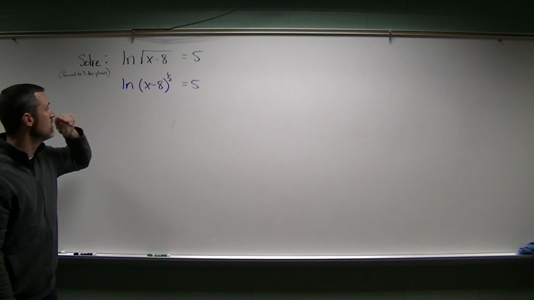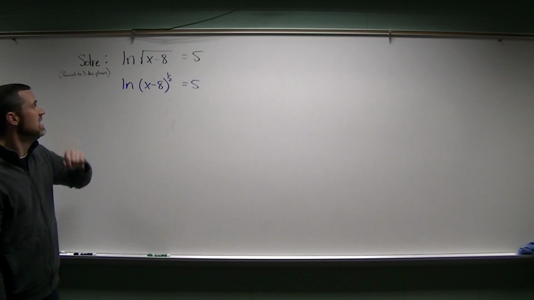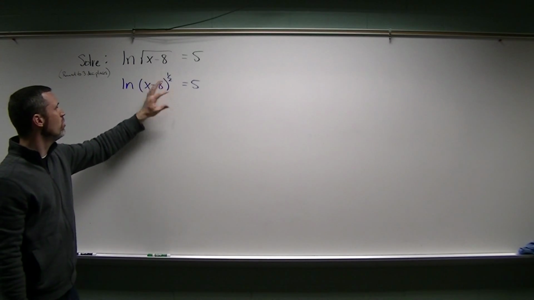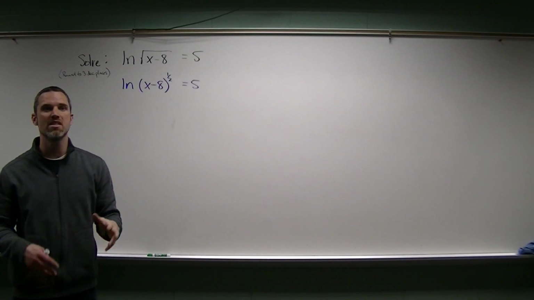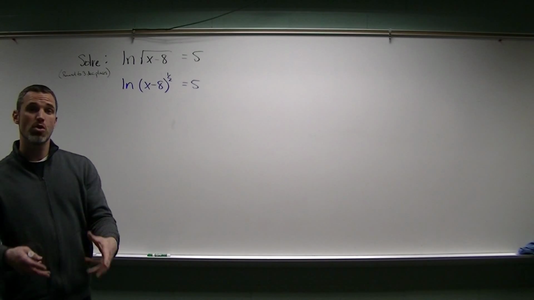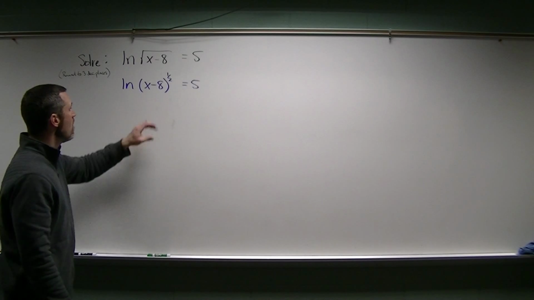Square roots, opposites of squares. So I could write it as an exponent. So we're going to go back to those properties of exponents. I can write x minus 8 as really being the 1/2 power. And so I can rewrite the original problem in this way.